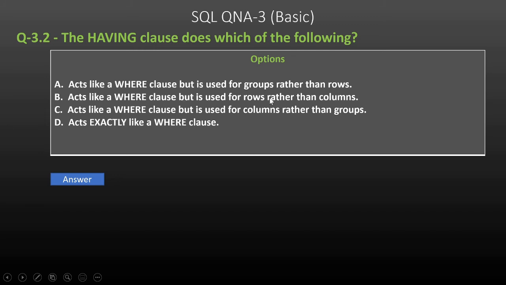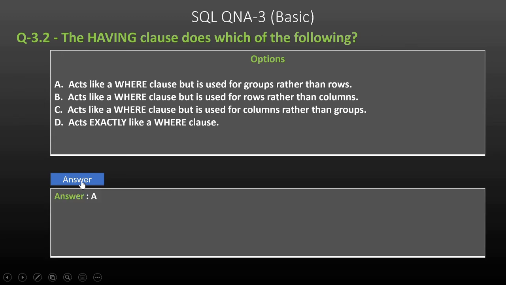Acts as a where clause, but used for rows. This is wrong because it's not used for the rows. Where clause is used for columns rather than, no, it's not used for columns either. Exactly where, so no, it's not exactly where. So A should be the answer for this.